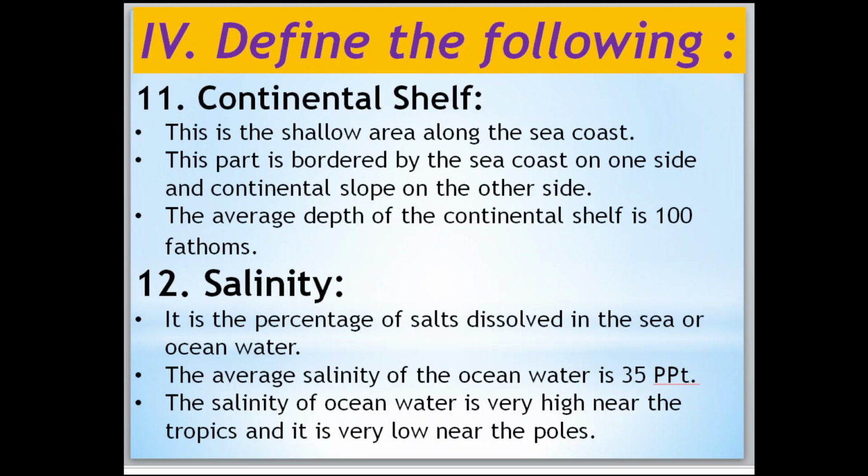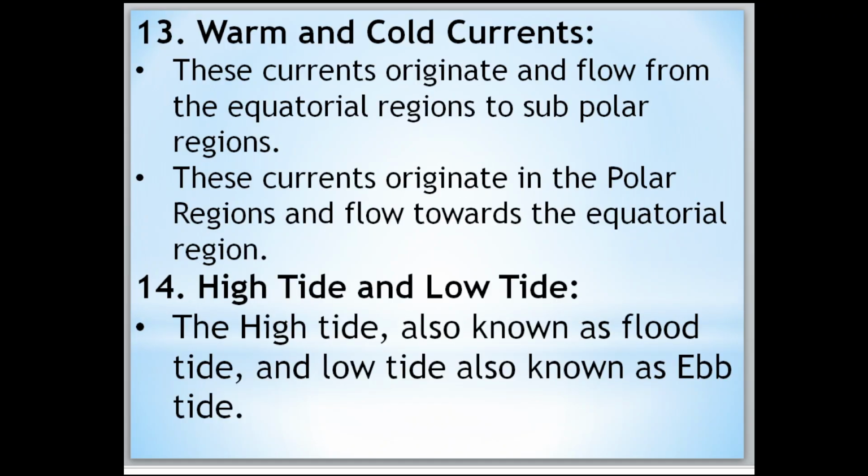Salinity. It is the percentage of salts dissolved in the sea or ocean water. The average salinity of the ocean water is 35 ppt. The salinity of the ocean water is very high near the tropics and it is very low near the poles. 13th, warm and cold currents.